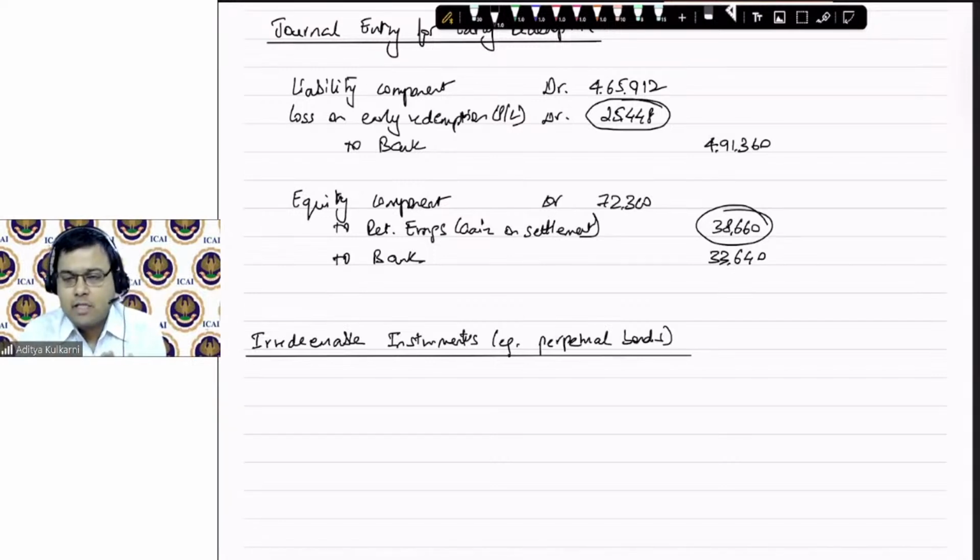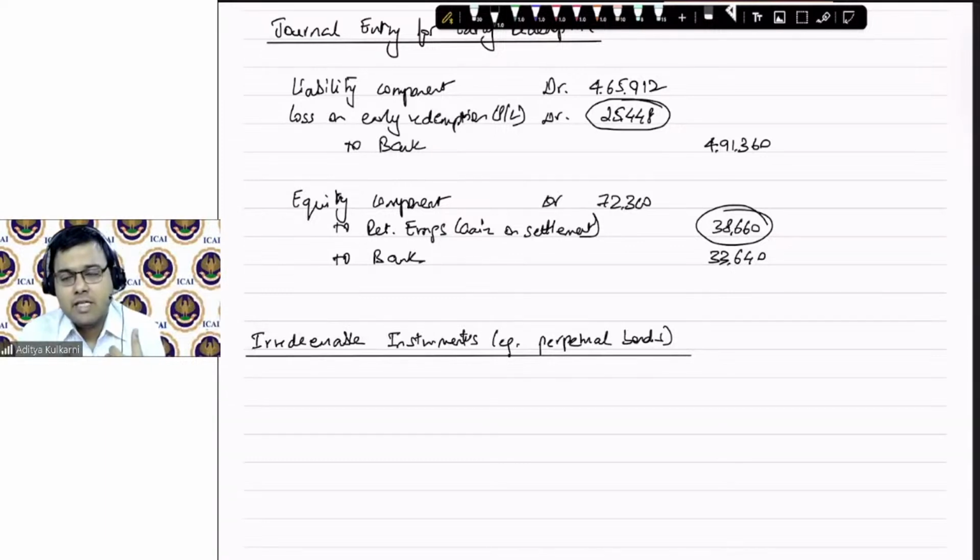Sir, we will not find these instruments in India. Why? Because in India, the Companies Act mandates that preference shares have to be redeemed within 20 years at the max. By the by, these instruments are not convertible. Okay. Means at the end of the tenure, these instruments will not be converted into equity shares. Basically, these instruments don't have a life. Okay. These instruments don't have a life.